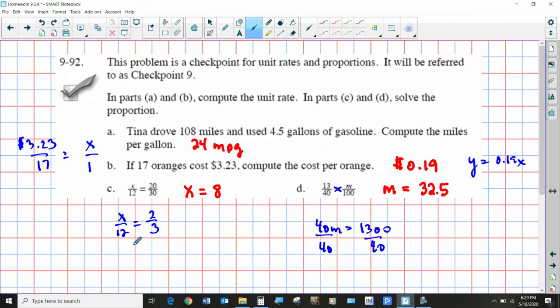So a few different strategies can be used for proportional reasoning. One of them is finding unit rates. Other situations, you can look for giant ones or cross multiply and use algebraic reasoning to solve.